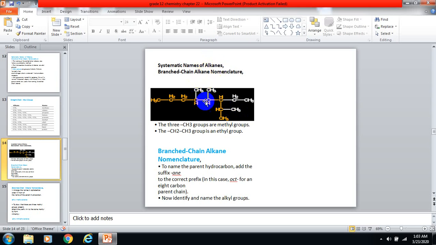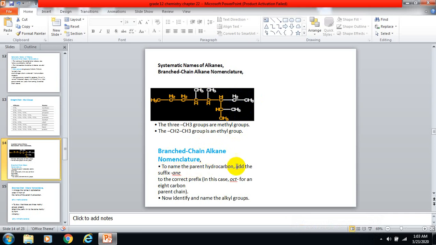We call them branched alkanes. Okay. How will the nomenclature be? The three CH3 groups are methyl groups. The CH2 and CH3 will be known as the ethyl group. Now look at 1, 2. This is the ethyl group. This is a methyl group, 1, 2, 3, methyl groups.